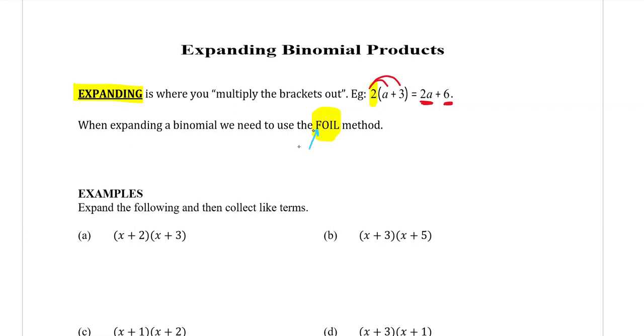So the F stands for first, which means we're going to multiply the first thing in each bracket together. The O stands for the outside ones in each bracket, we're going to multiply together. I is for inside, and L stands for last. Okay, so there's 4 things that we have to times together. The first one with the first one, the 2 outside ones, the 2 inside ones, and then the 2 last ones. So FOIL is what we'll be saying over and over and over again.